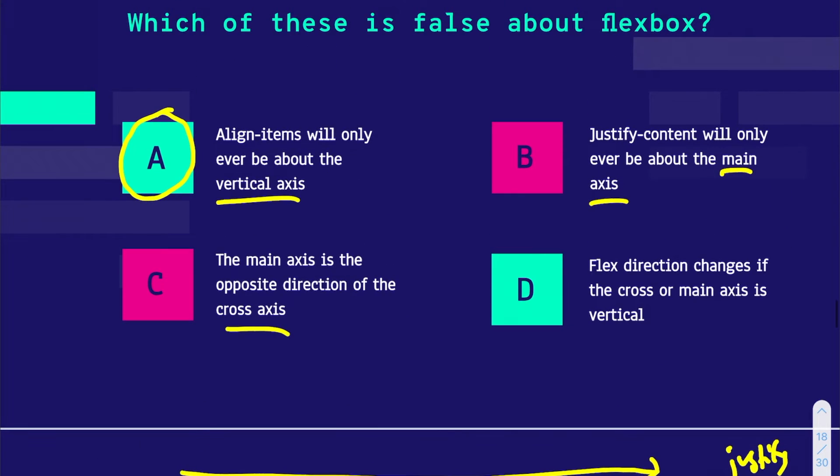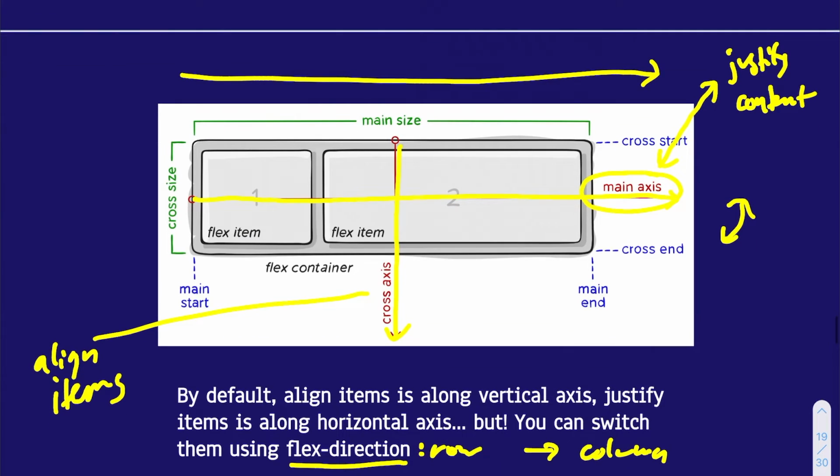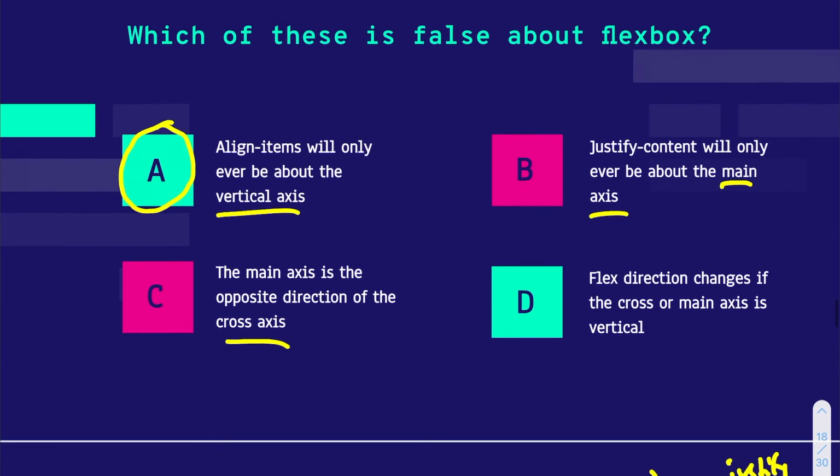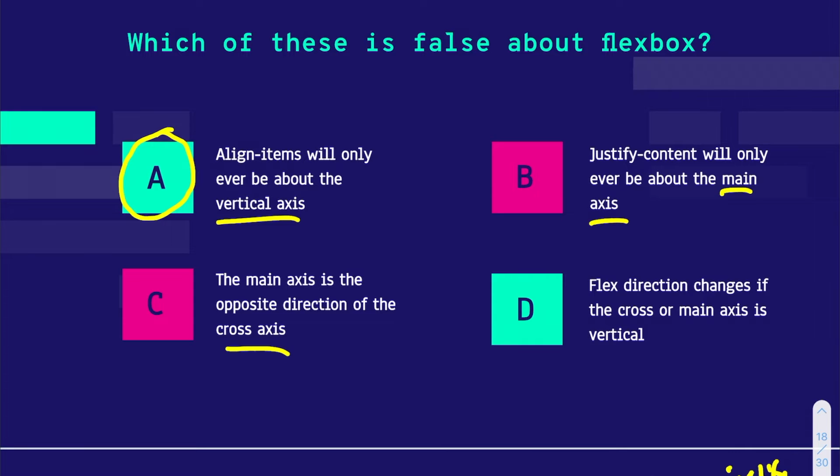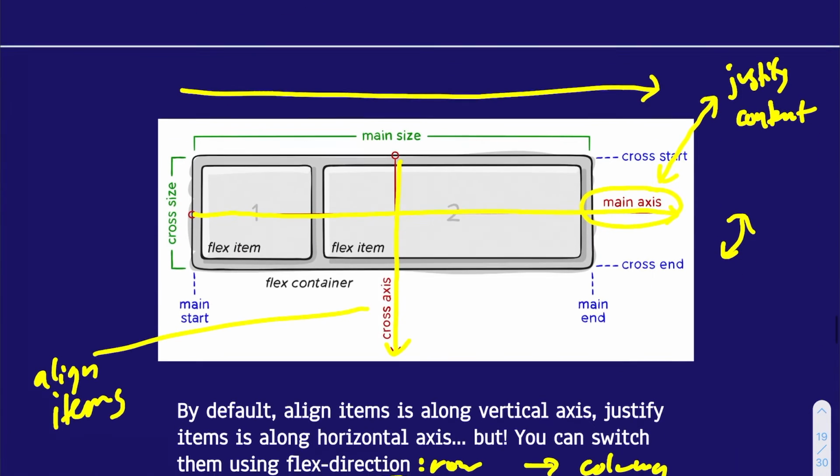The main axis is the opposite direction of the cross axis. This is true as well. If one is horizontal, the other one must be vertical. And last, flex direction changes if the cross or main axis is vertical. This is correct. This is what I just mentioned.